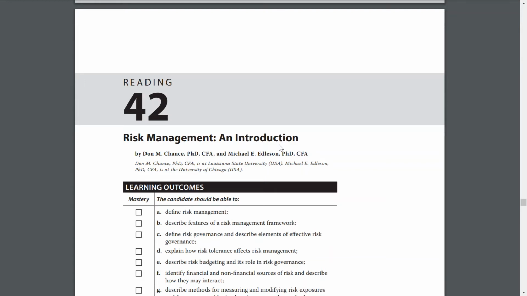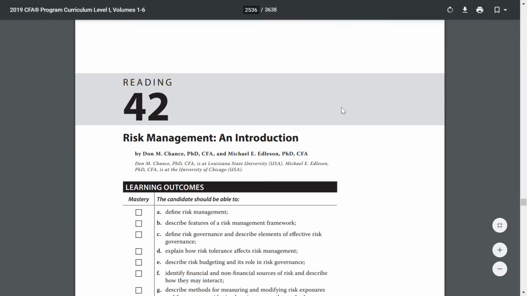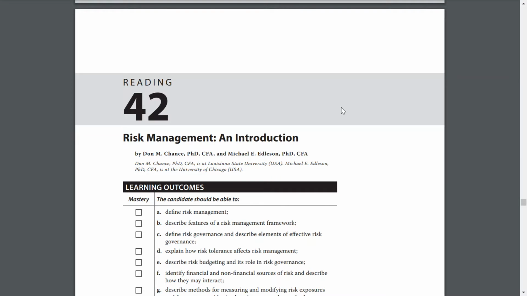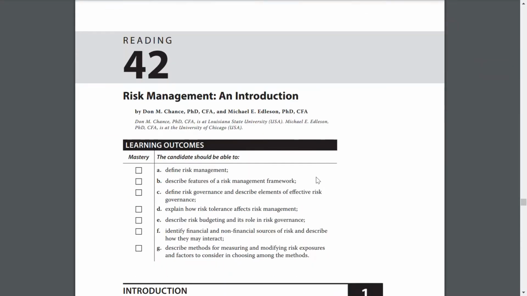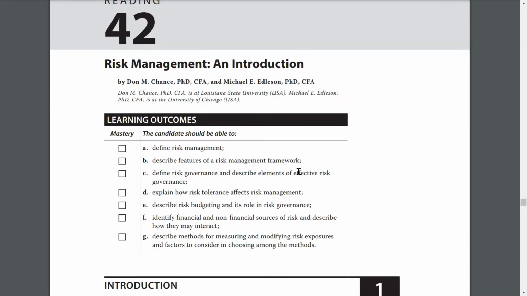All right, Reading 42, Risk Management: An Introduction. Learning outcomes. The candidate should be able to define risk management, describe features of risk management frameworks, describe risk governance, and describe elements of effective risk governance. Explain how risk tolerance affects risk management.